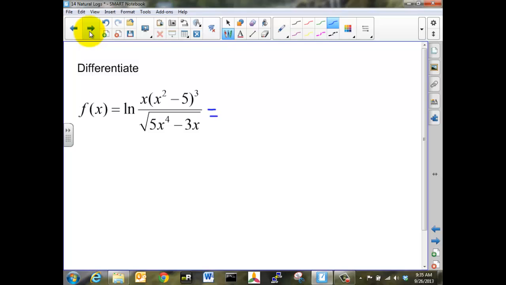How can we expand this out? All right, does everybody see how I did what Sam said do there? Where's the x? The ln of x right here plus, bring this 3 down, 3 times the ln of x squared minus 5. That's all my numerator. Minus, what am I going to do? 1/2 ln of all of that mess.